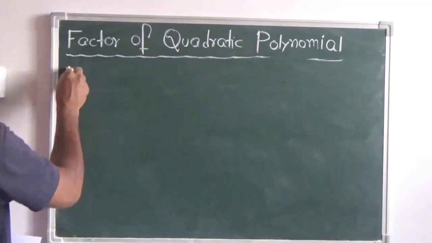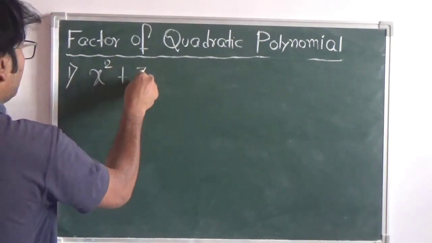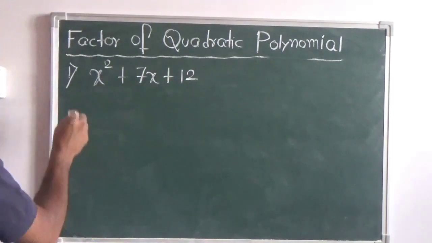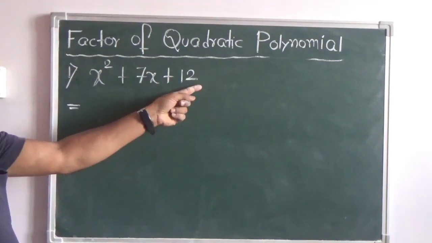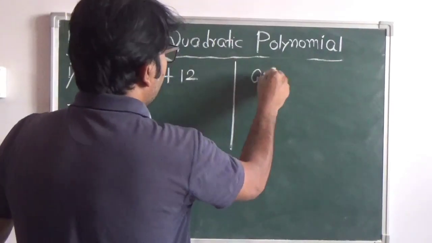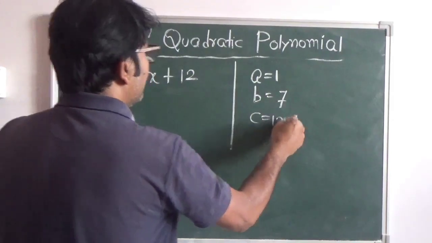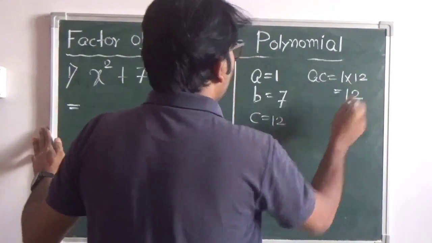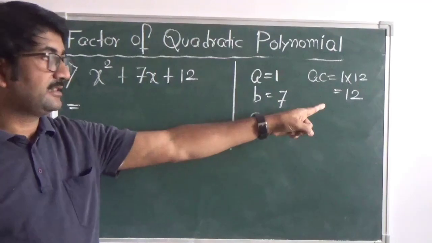First one, x square plus 7x plus 12. So here you can see a is 1, c is 12. The product is a into c, that is 1 into 12. A equals 1, b equals 7, and c equals 12. And what is ac? That is 1 into 12, and that equals 12. So you have to split 7, the middle term, into 2 parts such that the product is equal to 12.